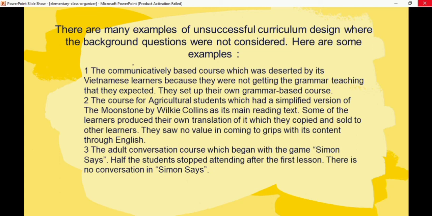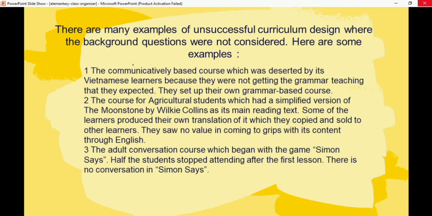Second, the course for agricultural students, which had a simplified version of The Moonstone by Wilkie Collins as its main reading text. Some of the learners produced their own translations of it, which they copied and sold to other learners. They saw no value in coming to grips with its content through English.